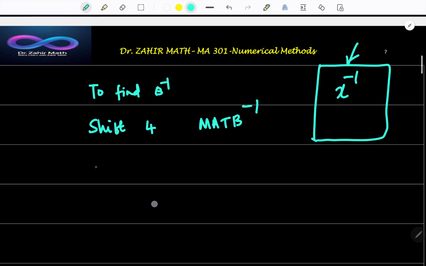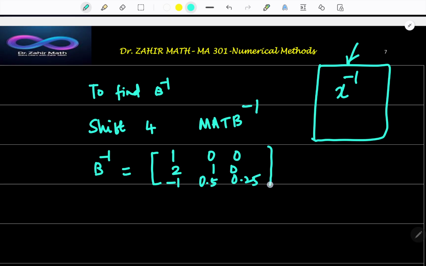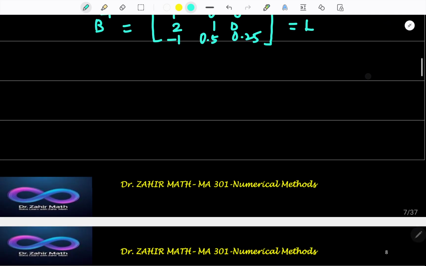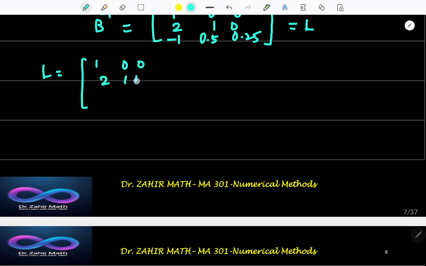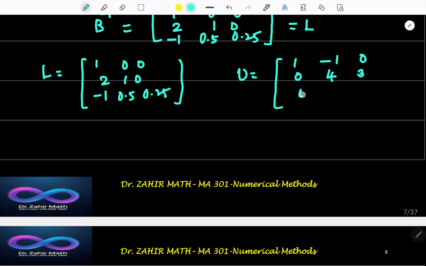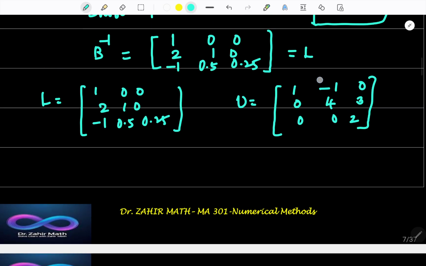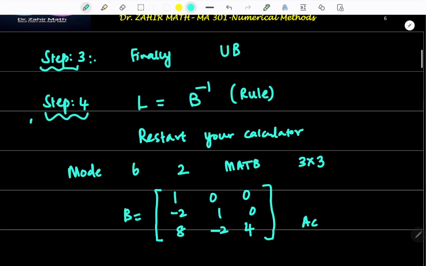If you press inverse, you will get B inverse in the calculator: 1 0 0, 2 1 0, negative 1 0.5 and 0.25. This is your matrix L. So your L matrix is 1 0 0, 2 1 0, negative 1 0.5 and 0.25. And your U matrix, which we already got, is 1 minus 1 0, 0 4 3 and 0 0 2. This is your U matrix. So this is the LU decomposition.